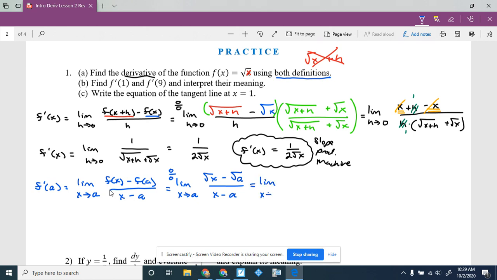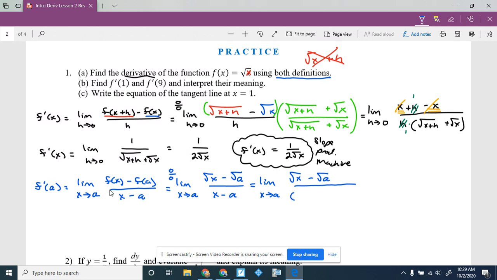I'm going to look at the bottom and treat it, even though it's not a difference of perfect squares, like a difference of perfect squares, like x squared minus a squared, and factor it. Now, it's not x squared minus a squared, it's x minus a. So how would I factor it? Well, the algorithm is basically the same: the square root of the first thing plus the square root of the second thing, times the square root of the first thing minus the square root of the second thing.